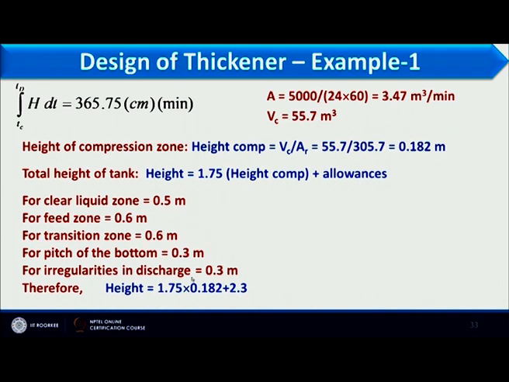So here we have different factors for different zones. So considering all these factors, we can calculate total height of the column as 2.62 meter. So you can see here in this way we can solve the problem. We can design the sedimenter to calculate this diameter and height of the tank, height of the sedimenter.